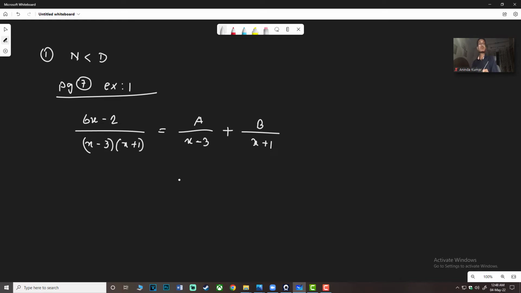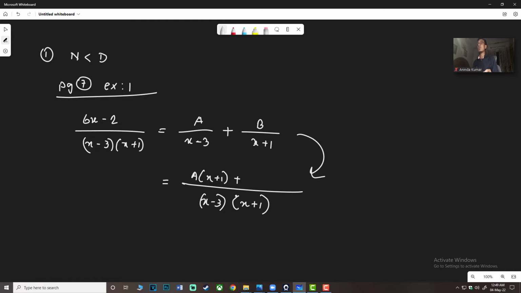Now we know how to take the LCM of fractions, so we will take that LCM. We are no longer working with the left-hand side; only concentrate on this part. We will convert this into one single fraction by taking the LCM, so (x minus 3)(x plus 1). If you divide this entire denominator by the first denominator, we have x plus 1 left, just like a numerical LCM. So we multiply A with this remaining factor, that is x plus 1.